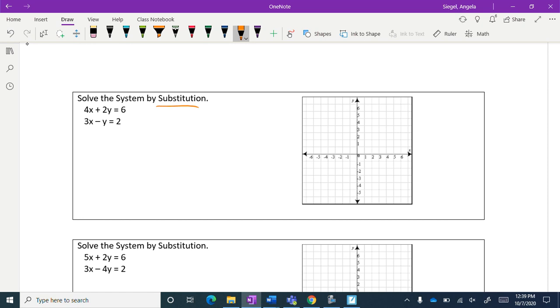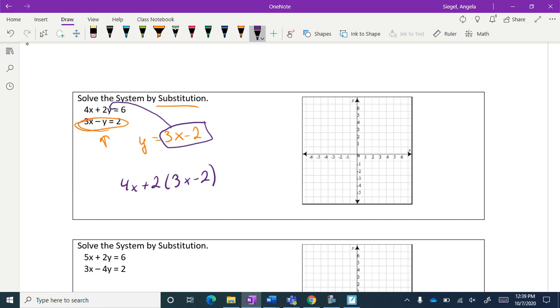What substitution says is just look for the easiest variable to solve for. So see that y is by itself. I'm going to solve this equation for y. So I have y equals 3x minus 2. And what I'm going to do is take that 3x minus 2 and substitute it in place of the y in the other equation. I have 4x plus 2 times y, which is 3x minus 2, equals 6. Go ahead and solve for that and see what you get.